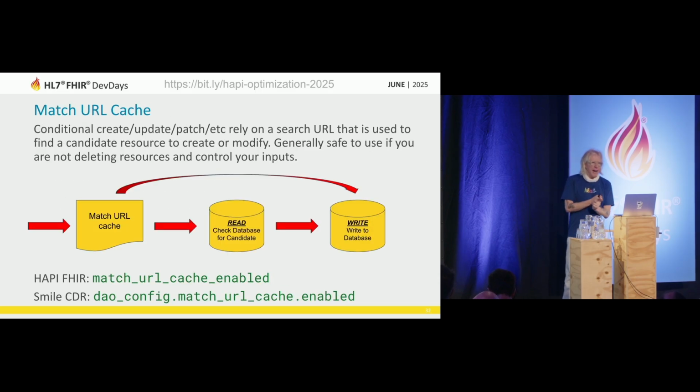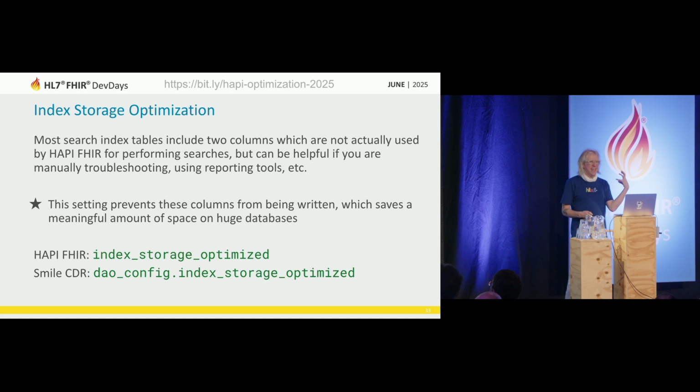The third is called the match URL cache. This is another memory cache. We use this to avoid repeated lookups if you're doing conditional URLs anywhere in your system. And then finally, index storage optimization. This is all about dropping a couple of bits of data that we put into the database for troubleshooting purposes.